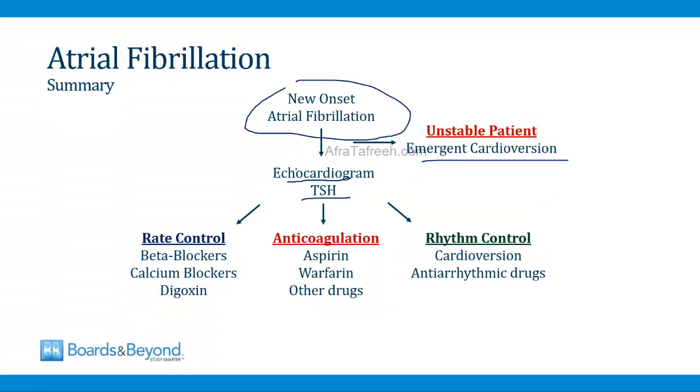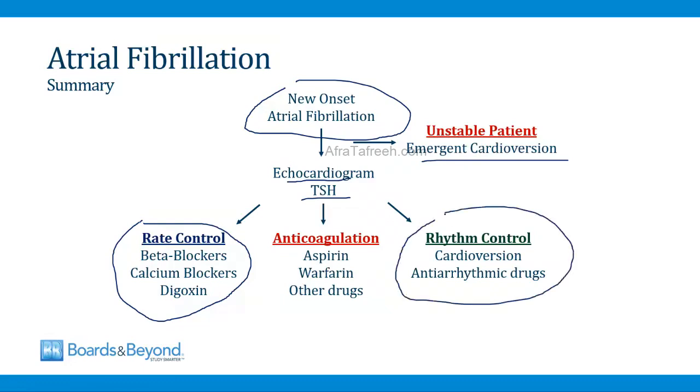At this point, you can decide whether you want to do rate control or rhythm control. If you're going to employ a rate control strategy, beta blockers, calcium channel blockers, and digoxin are the drugs that are used. If you're going to employ a rhythm control strategy, you need some method of cardioversion back to sinus rhythm, and you may add antiarrhythmic drugs to keep the patient in normal sinus rhythm. And then finally, no matter which strategy you select, rate control or rhythm control, you must prescribe appropriate anticoagulation with aspirin, warfarin, or other drugs based on the CHADS-VAS score.